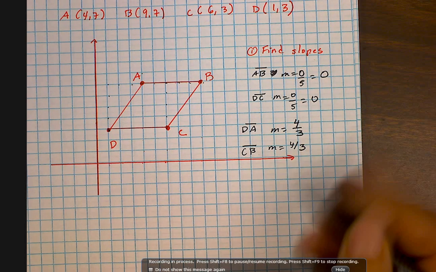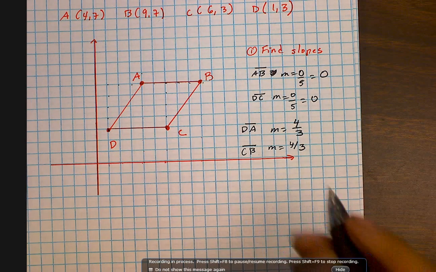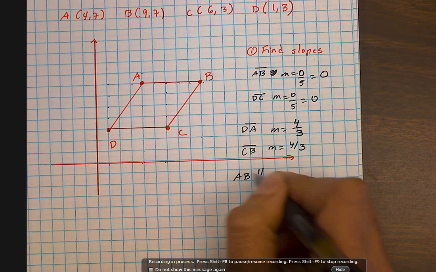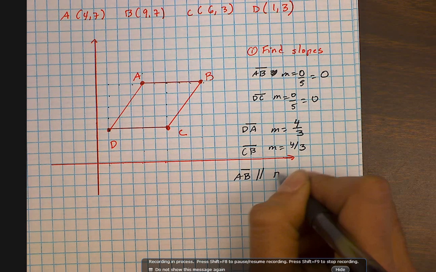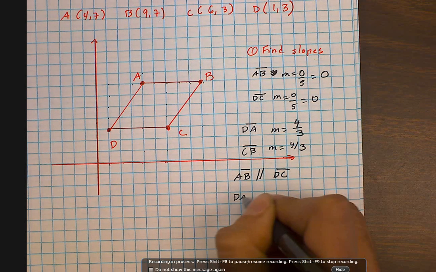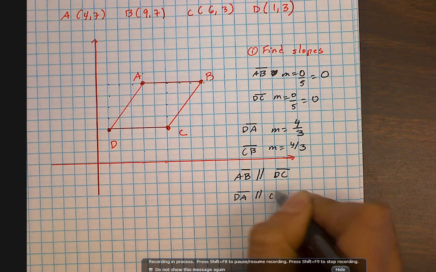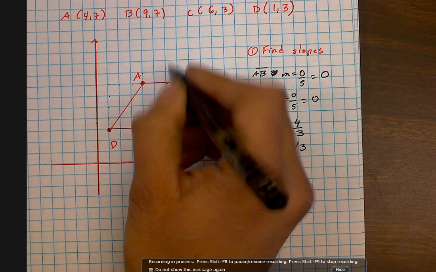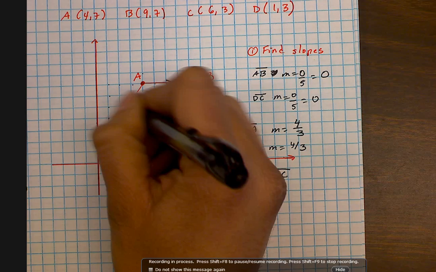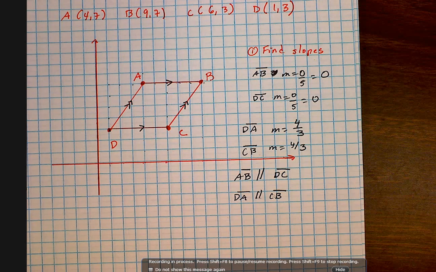Well, what does this tell you? Well, it tells you that AB is parallel to DC because they have the same slope, and that DA is parallel to CB again because they have the same slope. Okay, so we can go ahead and mark that as parallel to one another. Well, that one, still we really don't know what it is, right?